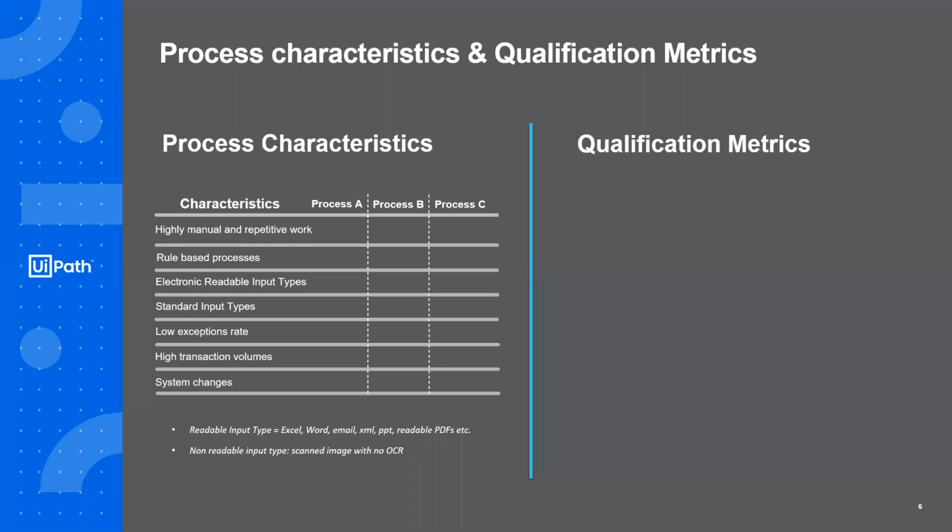So we have three processes in here, and let's just load the scores for all the three processes. Process A, process B, process C. Which one do you think should be the first process, the second process and the third process? What should be the priority of the processes that we should look to automate? You can again use the chat to answer it.